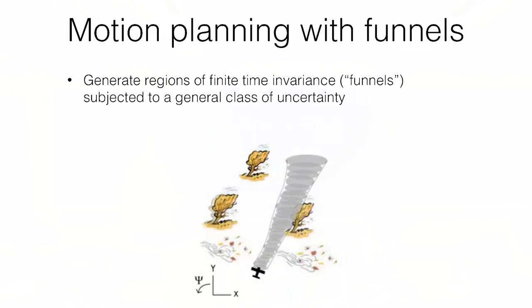The other thing is that these funnels are computed for some uncertainty model that you have. You need not know everything about the uncertainties that are present, but some bounded model, and then you compute a funnel for that. Any questions so far?